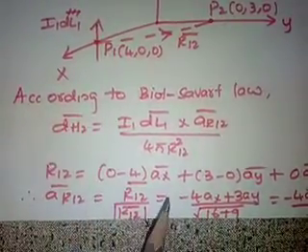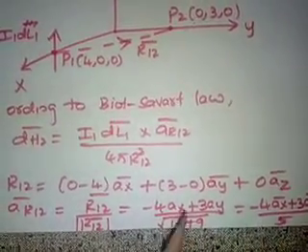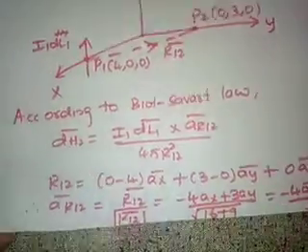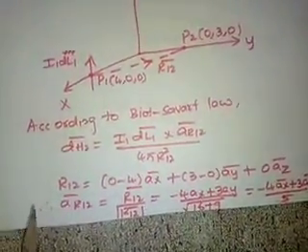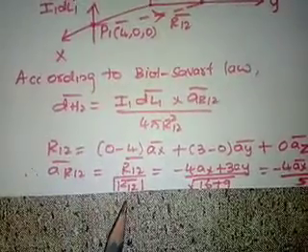So R12 is minus 4 AX bar plus 3 AY bar. That will be the equation for R12. Therefore, what will be AR12? That is the unit vector AR12 along this P1 to P2 direction. That will be the vector divided by its magnitude.